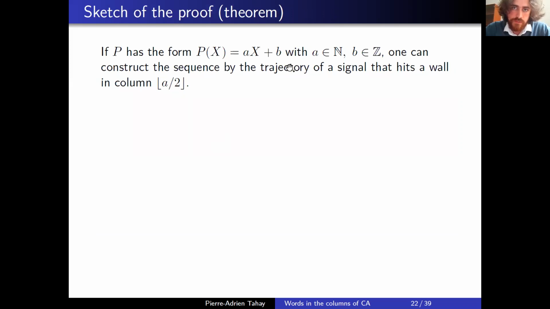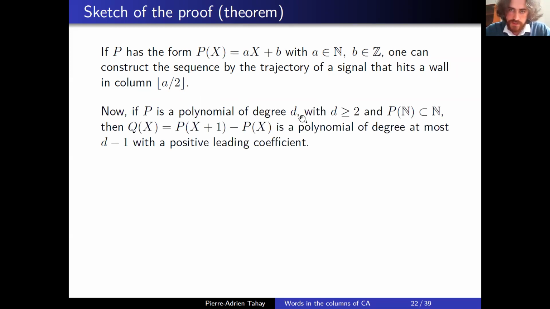For the polynomial of degree one, it is clear. You have just to construct a wall. A wall is another name for a vertical signal, in the column floor of a over 2. And you can compute the polynomial ax, and you can adapt the coefficient b by moving up and down the roof of the cellular automaton. And now, if P is a polynomial of degree d, we consider the difference P(x+1) minus P(x), and this is a polynomial of degree at most d minus 1, so we decrease the degree, and with a positive leading coefficient, because we suppose that P(n) is included in N.